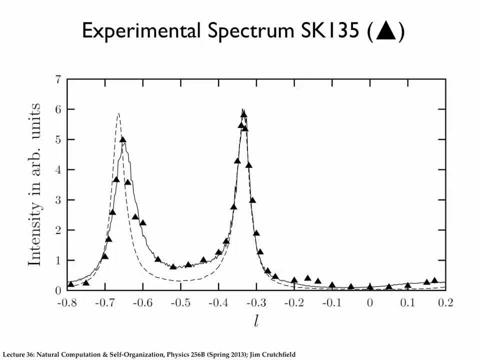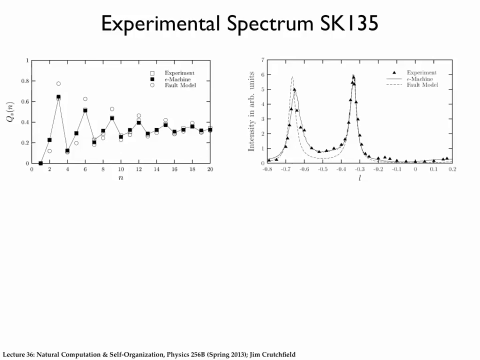And these are the correlation functions. Again, the epsilon machine does a lot better in picking up the correlation functions. You can see that the squares, light and dark, tend to be on each other much more. And the fault model, again, doesn't do as well.